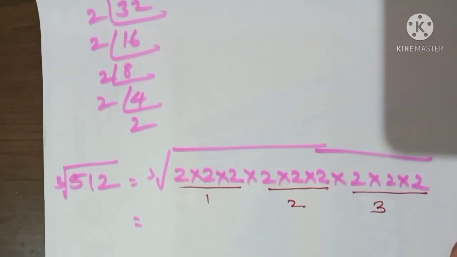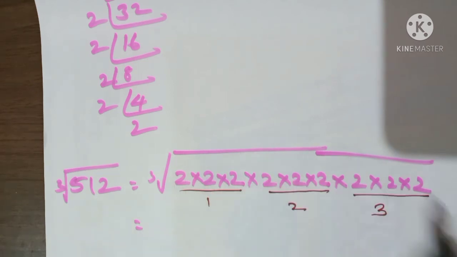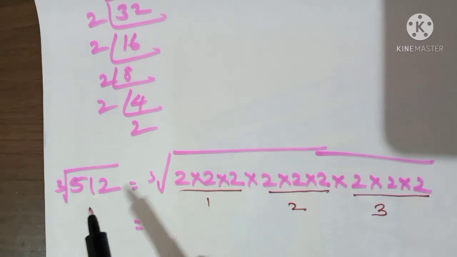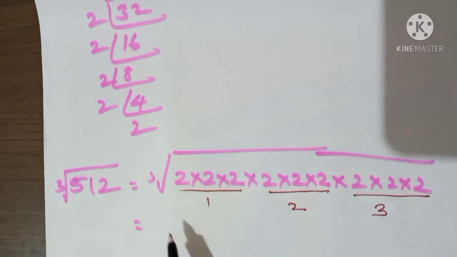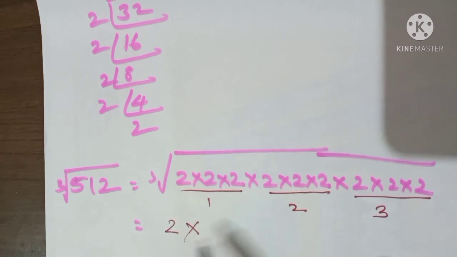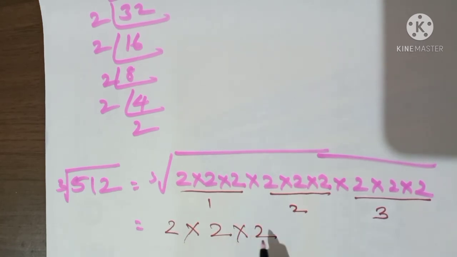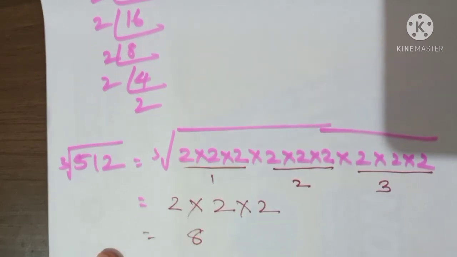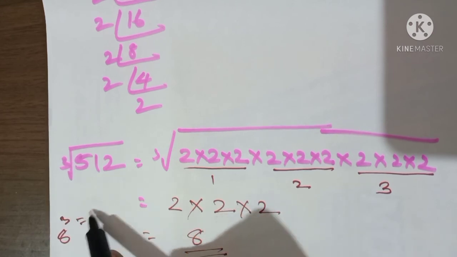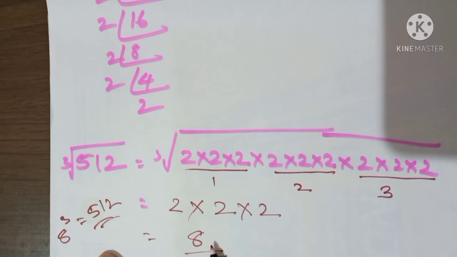So next step, what do you want to do, children? You want to find the cube root for 512. So from this group, you will write how many 2s? We'll take 1 2. Again from the second group, 1 more 2. From the third, 1 more 2. So 2 2s are 4, 4 2s are 8. So what is the cube root for 512? 8. Check it. You will be getting 8 cubed is equal to 512. So what is the cube root for 512? 8. So this is how you find the cube root by using prime factorization method.